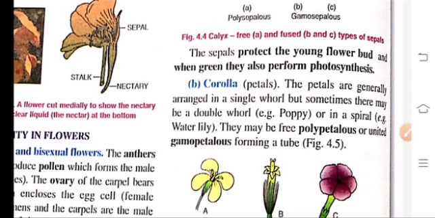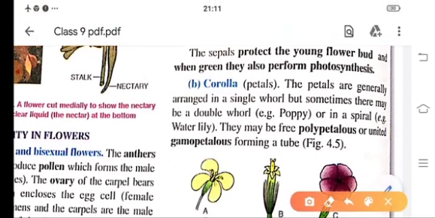Next whorl of the flower is the corolla. Usually the petals are generally arranged in a single whorl, but sometimes there may be a double whorl of these petals, like in poppy, or they may be spirally arranged. So if the petals are free, then they are polypetalous, or if they are united or fused together, then they are known as gamopetalous.